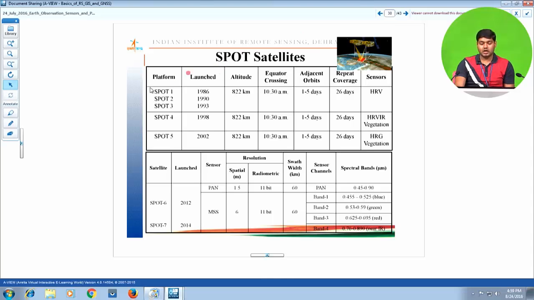Then SPOT satellites were launched. These sensors have the capability to tilt the sensor and see the same area, so they can generate stereo data. The SPOT 1, 2, 3 series were launched with a high resolution visible sensor, and for vegetation application SPOT 4, 5 have that sensor. Recently SPOT 6 and SPOT 7 were launched with the purpose of making whole earth image data with very high spatial resolution. So this constellation was launched for that particular purpose.